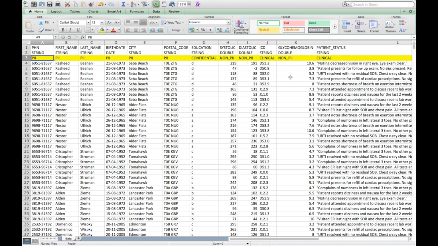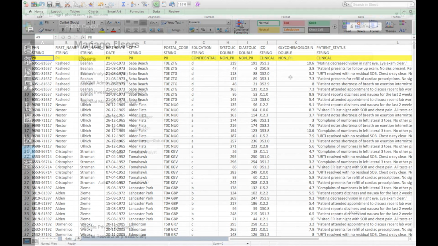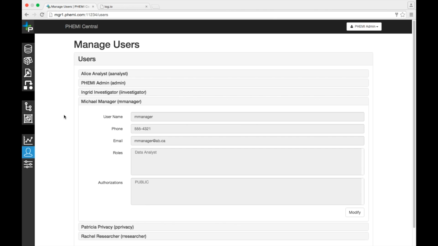In PHEMI Central, we're able to configure access policies that dictate who can see what versions of this data, or possibly de-identified versions of this data, as we'll see shortly. We'll now meet our various different users.